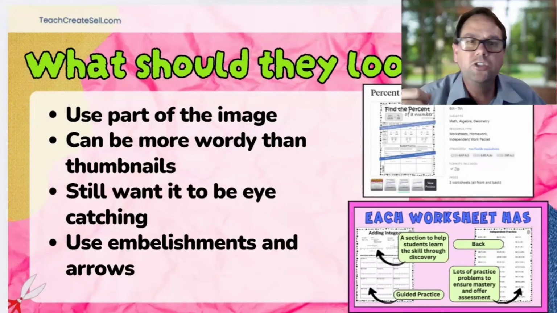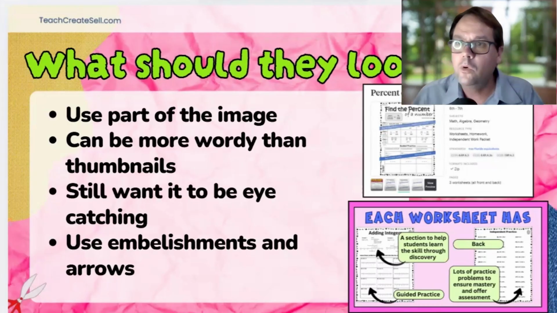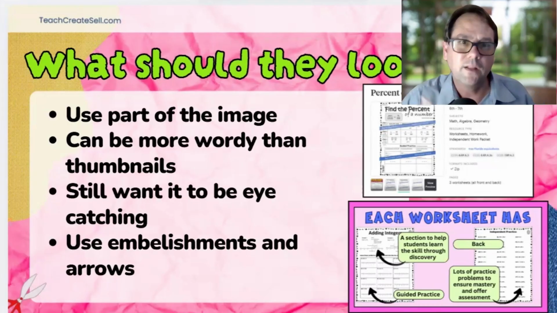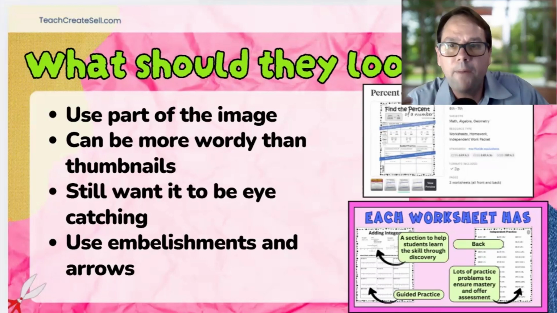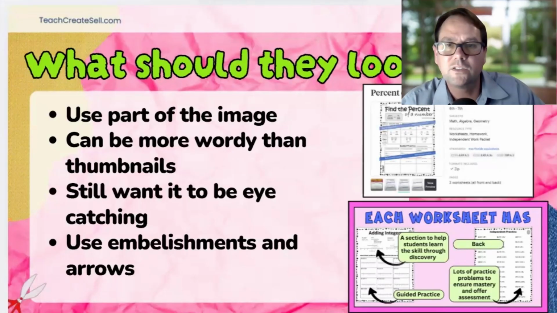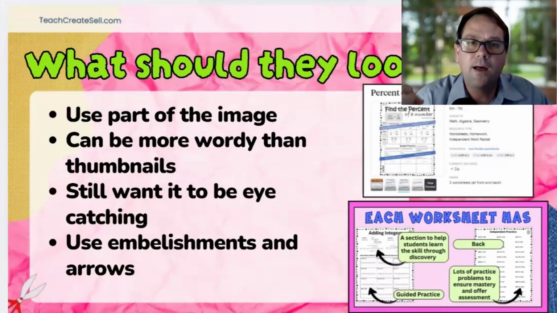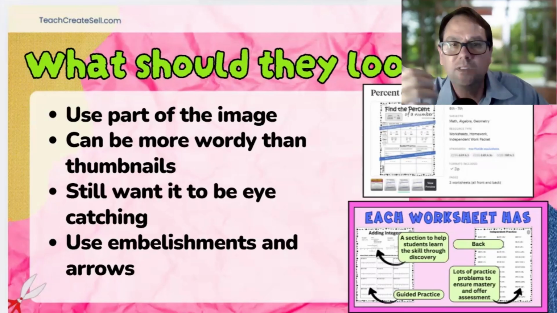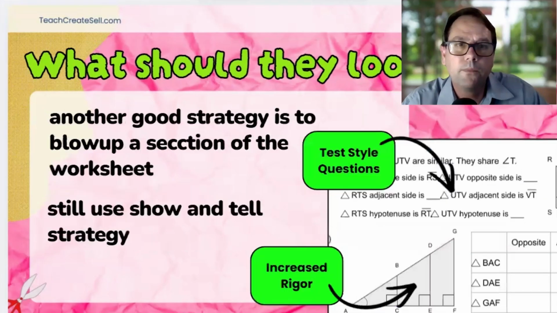So use part of the image. Let your preview file be more wordy than your thumbnail images. You still want it to be really aesthetically appealing, eye-popping. And I'm using this format here where I have a dark color in the background and then a light-colored square with a border, and then I put everything inside that light-colored square. I just think it looks appealing and pops. Okay, use embellishments and arrows and things like that. All right, moving on.